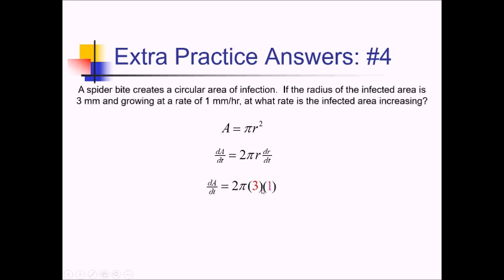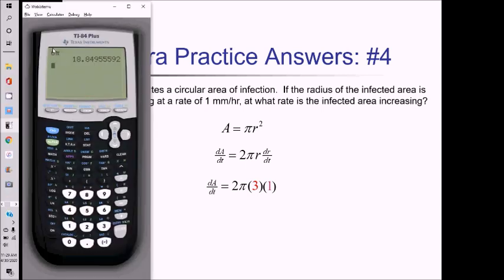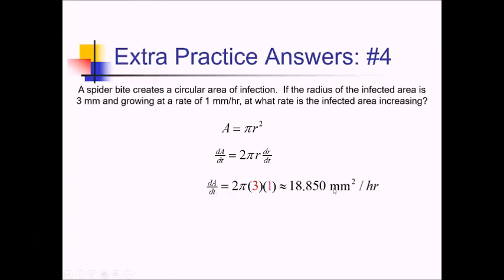Multiplying this out, this is going to be, obviously, 6 pi, or if I get a decimal, let me see what that is. So here's my decimal for 6 pi, about 18.850 if I round to 3 decimals. And what's the units going to be? Well, dA over dt, area, that is millimeters squared on this one. Time is in hours, so this is going to be millimeters squared per hour.